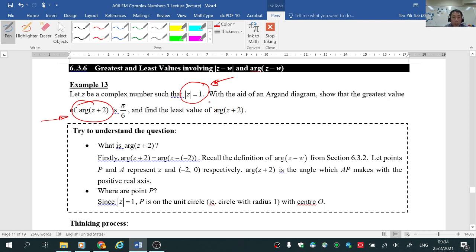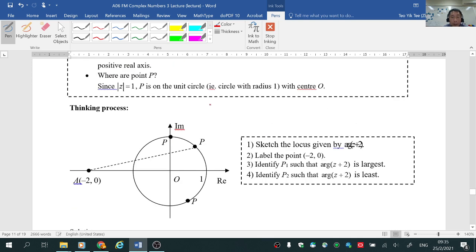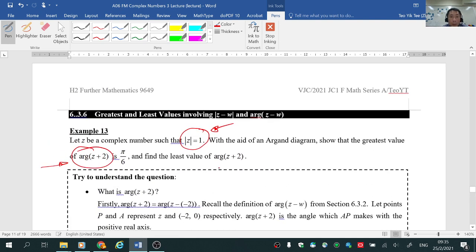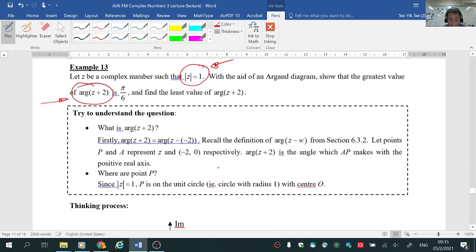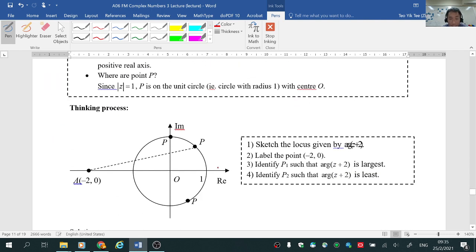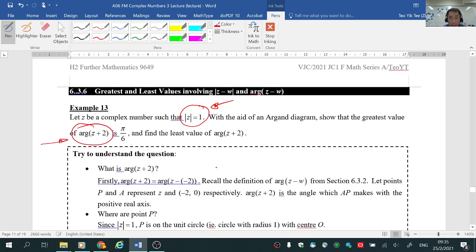So let me run through first. What you have down here is actually a circle. You expect to draw a circle, center at origin, radius of 1. From here you must tell me where your possible z values are. Z values, based on your concept of locus, will be any point that is on the circle. From this understanding, you need to tell me what is the greatest value of argument z plus 2.